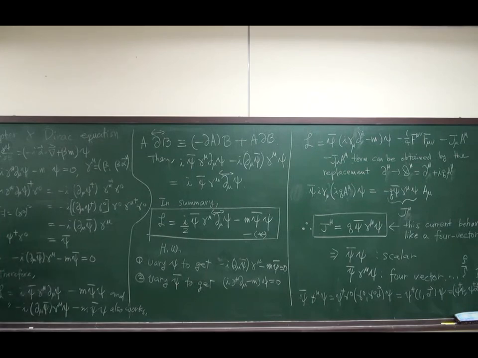If you do the same calculation for the variation of psi bar, you should obtain this. This is the equation that was obtained by varying psi. So another homework is, if you make use of this Lagrangian, you should be able to find, by minimizing the action, the Dirac equation directly without making the transformation.